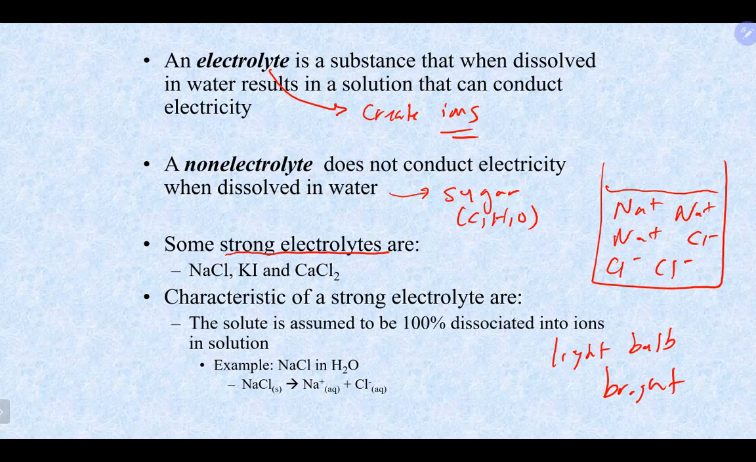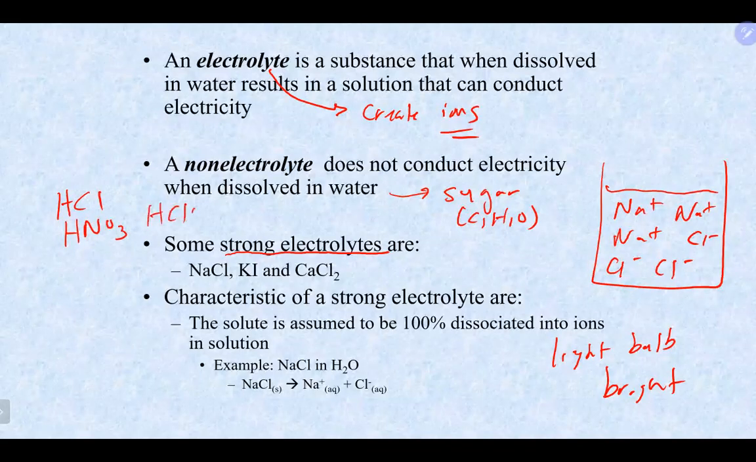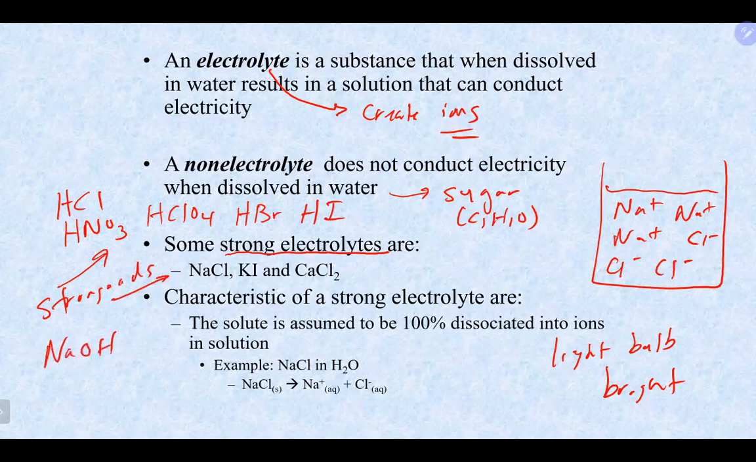Also, a lot of strong acids and strong bases are strong electrolytes. So things like hydrochloric acid, nitric acid, perchloric acid, hydrobromic acid, hydriodic acid. These are some examples of strong acids. They are also, again, strong electrolytes. Things like sodium hydroxide, potassium hydroxide, these are some strong bases. They are also basically strong electrolytes.